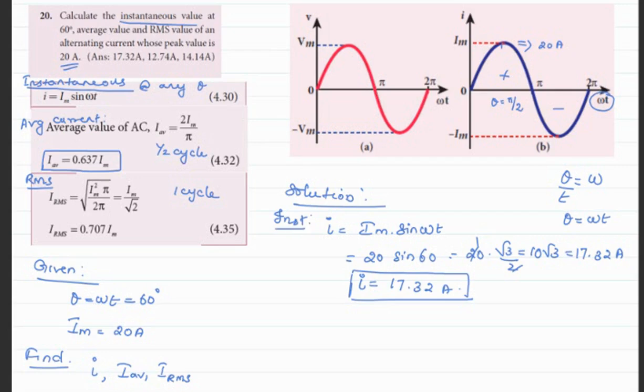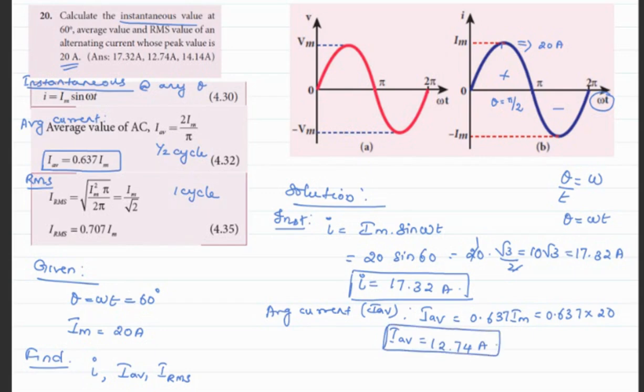Next one is average current. I average is equal to 0.2 Im by pi. The simplified version is I average is equal to 63.7% of the maximum peak current, so remember that. So this is 0.637 Im. So 0.637 into 20, so I average is 12.74 ampere. This is average current.